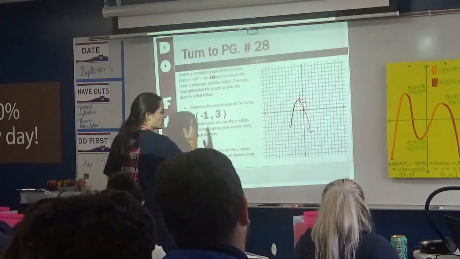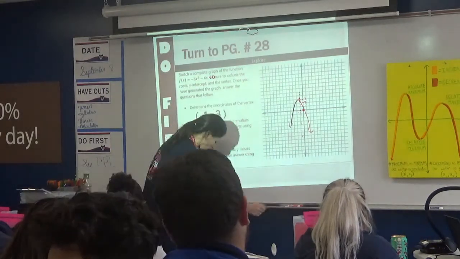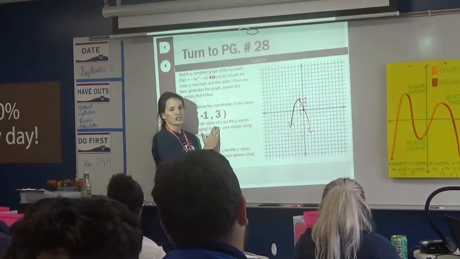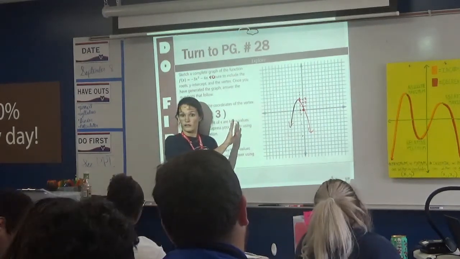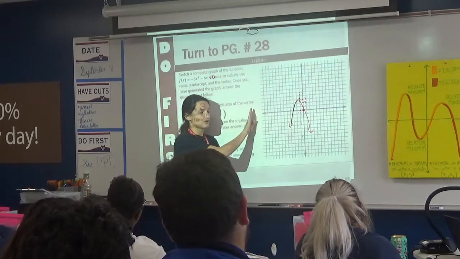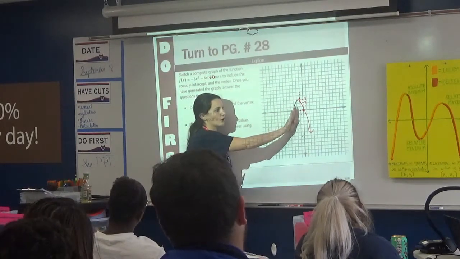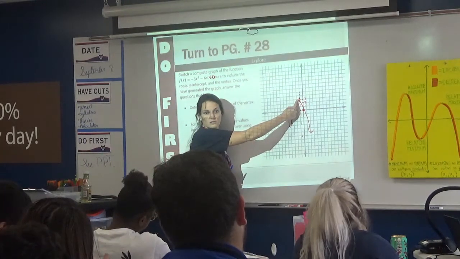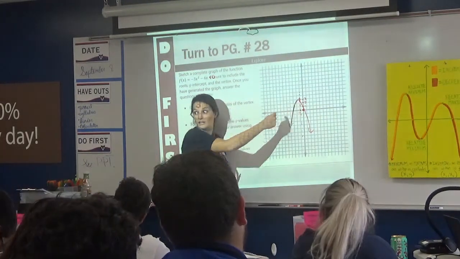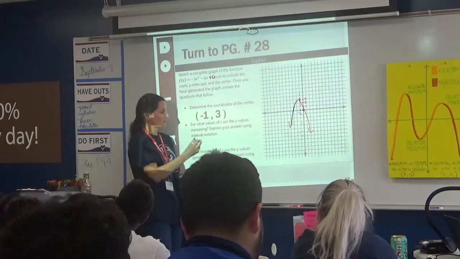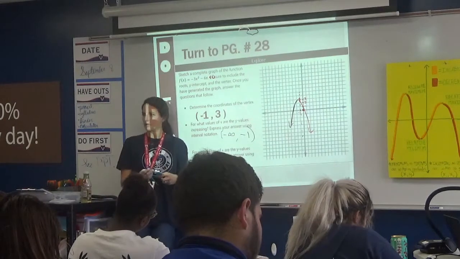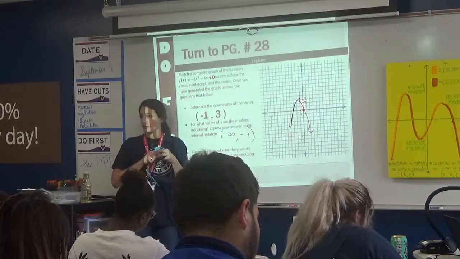And it asks for the x values. For what x values are we increasing? We're increasing anywhere over here, all of these x values, all the way until our vertex, which is what x value? -1, that you guys solved for. So we're going to say from negative infinity all the way to -1, our values are increasing.